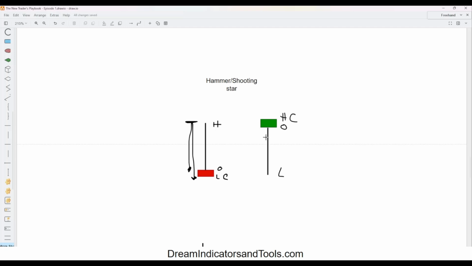So these candles are signs of what? What do you think? Are they signs of strength or are they signs of indecision?